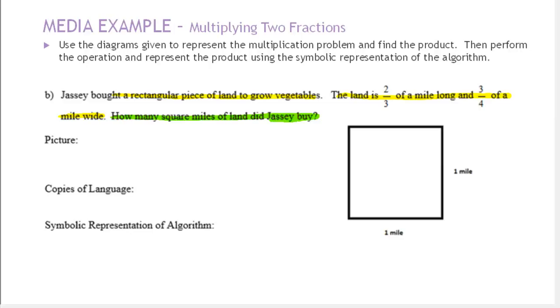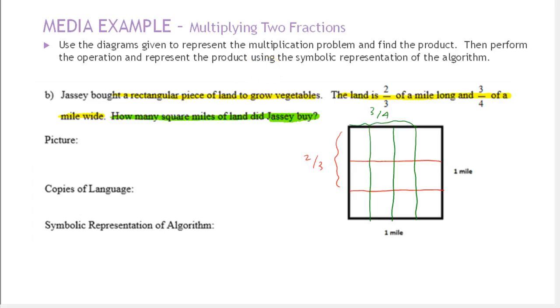So first, let's start with the 2/3. I'm going to cut this into thirds this way. So here's 3 equal pieces, and we'll say that from here to here is the 2/3 long of Jassy's land. And now we have 3/4 this way. So I'm going to cut this length into 4 equal pieces. First I'll cut it in half, then I'll cut the halves in half. And then this would be 1, 2, 3/4 of a mile in this direction.